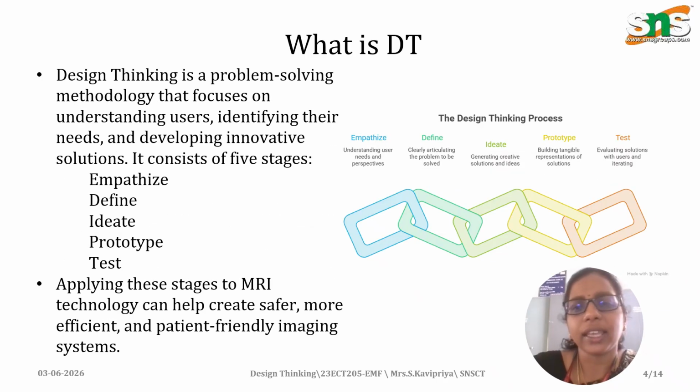First, what is design thinking? It is a process of understanding the needs of the user. It has 5 stages. First one is empathy, second one is define, third one is ideate, fourth one is prototype, and the final 5th stage is testing. So we are going to apply all these 5 stages to MRI technology and electromagnetic fields, and see how far we can provide better results, better imaging systems, which are more patient-centric, safer and efficient.